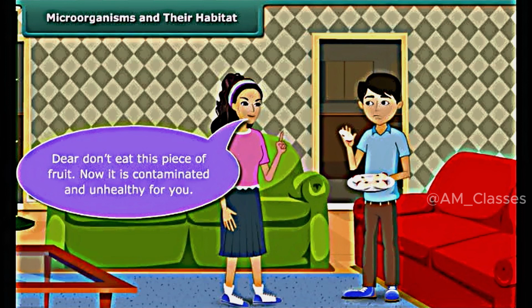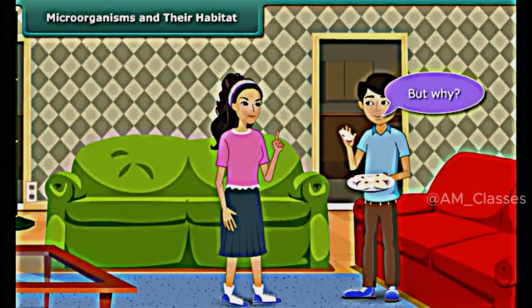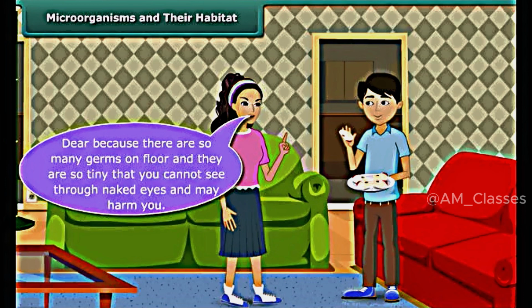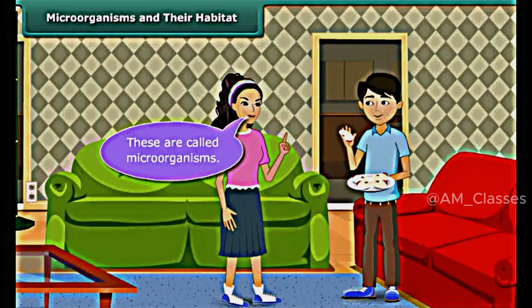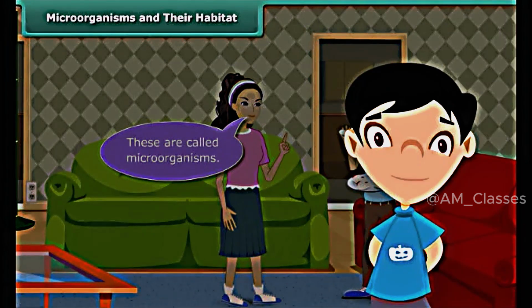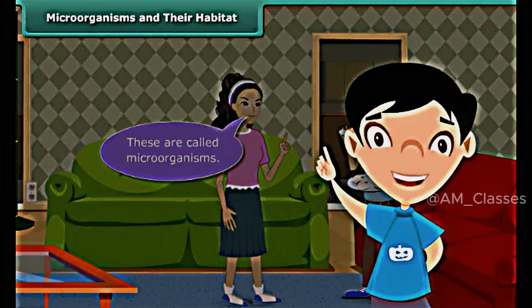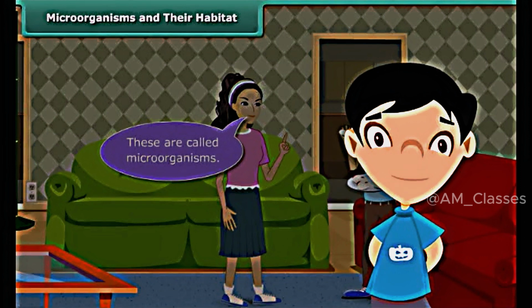Dear, don't eat this piece of fruit. Now it is contaminated and unhealthy for you. But why? Dear, because there are so many germs on the floor and they are so tiny that you cannot see them with naked eyes and they may harm you. What are these? These are called microorganisms. Friends, you'll be surprised to know that a microorganism can help us in making our food and the same can make us ill too. So before getting more information about them in detail, let us first know about such microorganisms and their habitat.